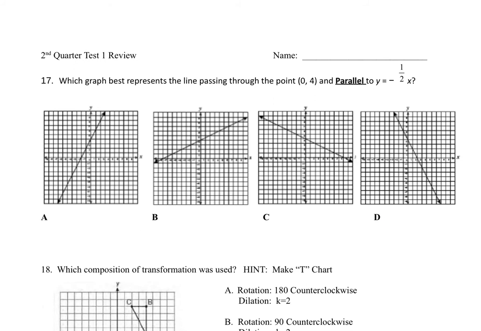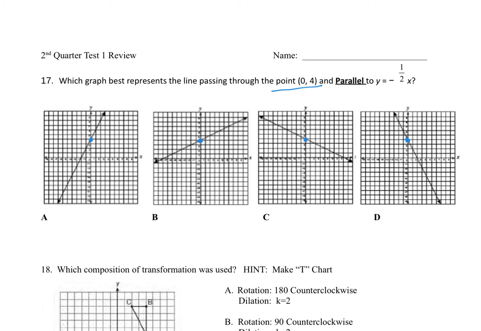All right, for number 17, it says which graph best represents the line passing through the point 0,4 and is parallel to y equals -1/2 x. So we know for sure it's got to go through this point 0,4. And if you look at each graph, all of them are correct with that point. Here's 0,4, all of them are going through that point. So the part we need to check out and see if it's correct is the parallel part.